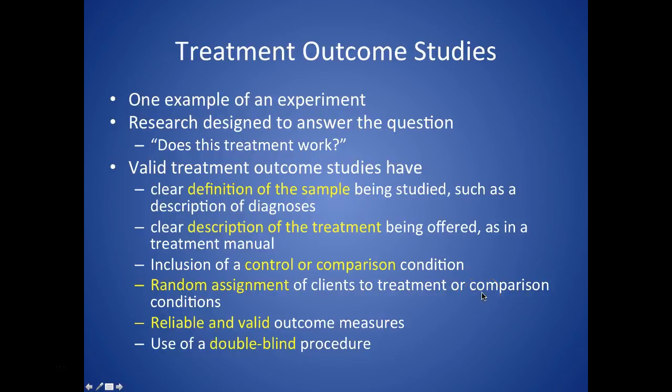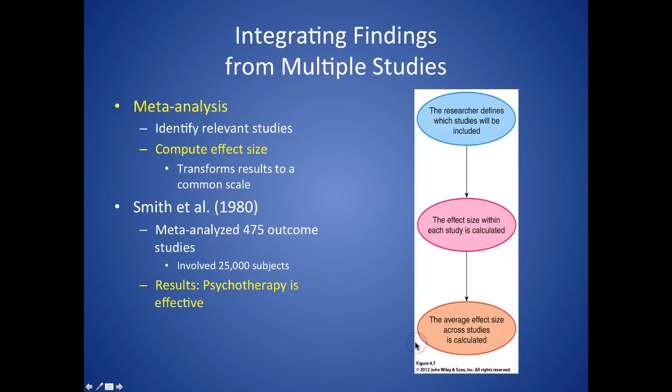So in this example I just made up, you might have a group of bipolar patients, and some of them get randomly assigned to get lithium and some to a placebo control pill with nothing in it. You need to have reliable and valid outcome measures, and you need to use a double-blind procedure.